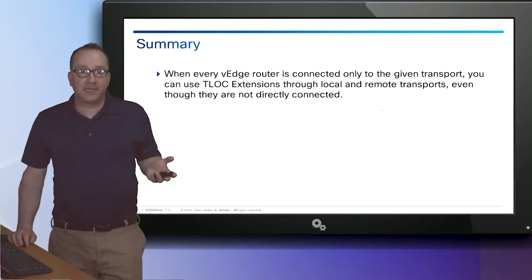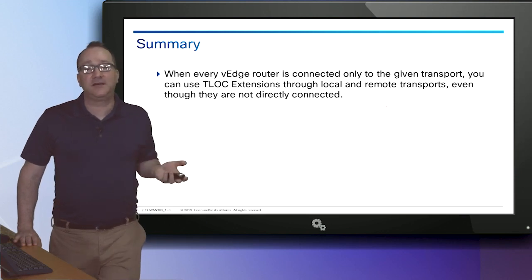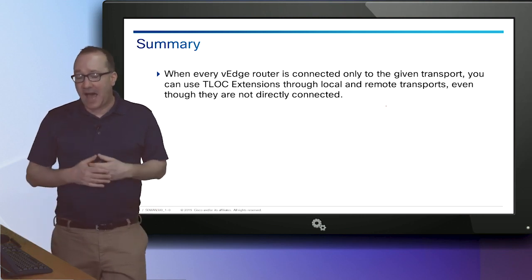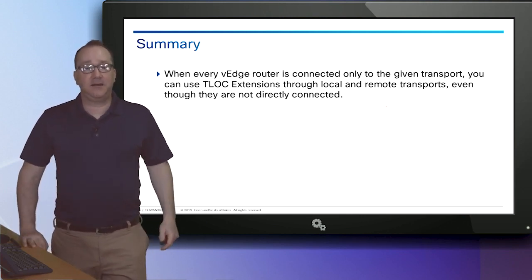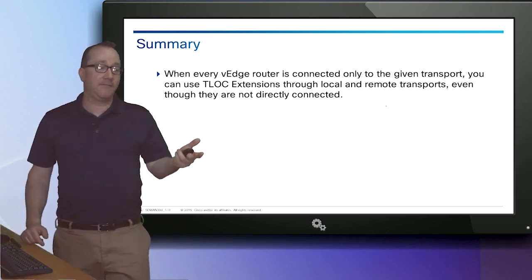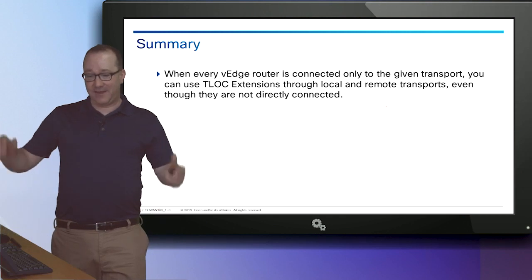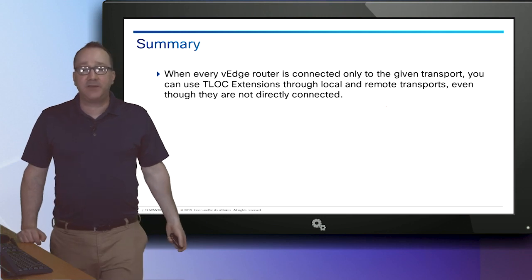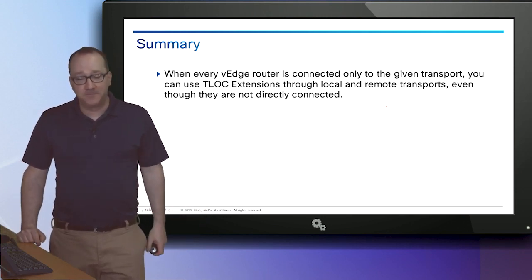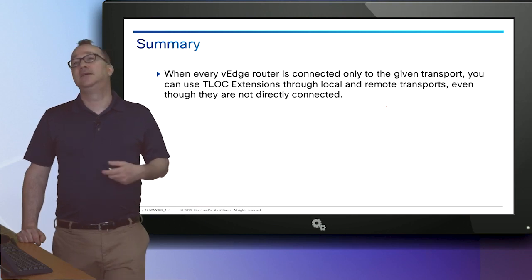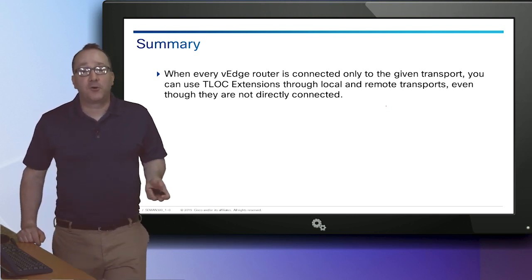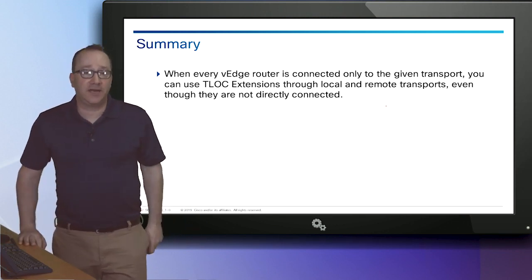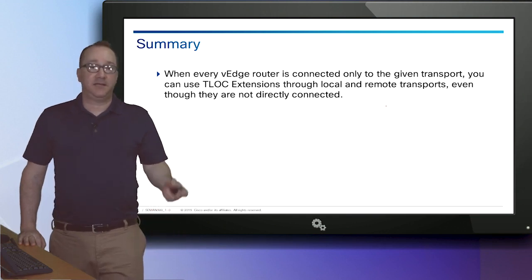So when every vEdge router is connected only to one given transport, you're going to have to use the TLOC extensions to get the other transports sucked over to the other device. Realistically, this sounds like it's going to be an odd scenario, but the reality is that you probably have one MPLS connection and one internet connection at your site, and you're going to want some redundancy. If I give you one vEdge router connected to both, that's awesome, as long as that vEdge router has power and is up and those connections are up. But if a vEdge router fails, your options are to get another vEdge router out there, or to put a second vEdge router in place, run VRRP on the inside, and then provide the same connectivity from both devices. And the best way to do that is with TLOC extensions.